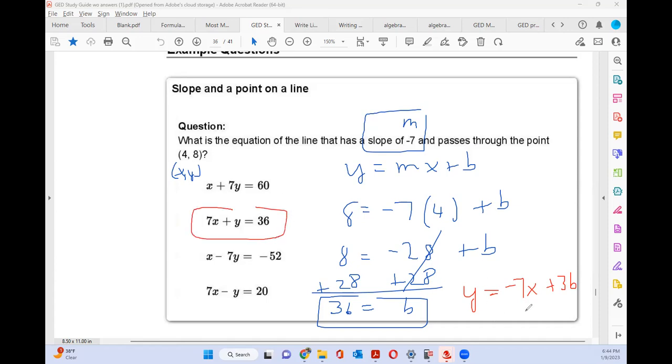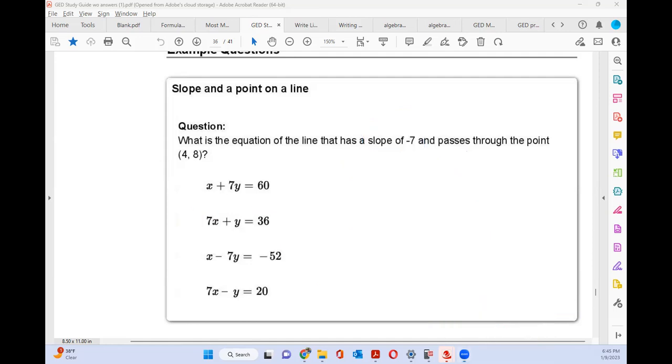Why? Because remember, the answer doesn't have to be in slope-intercept form, or in standard form. We've got to change it. This is slope-intercept form, and now we want to change it to standard form. So we add 7x to both sides, and we get 7x plus y equals 36. Boom. That's another problem guaranteed on your exam.